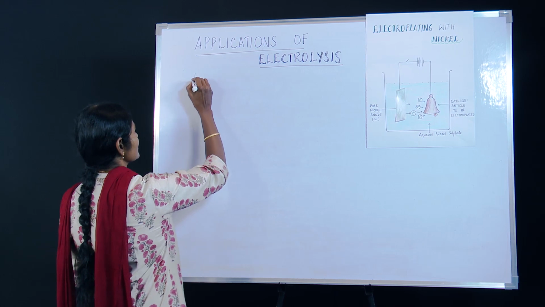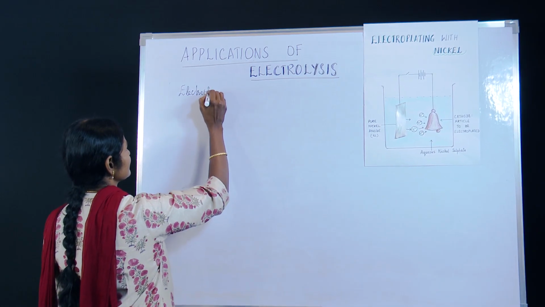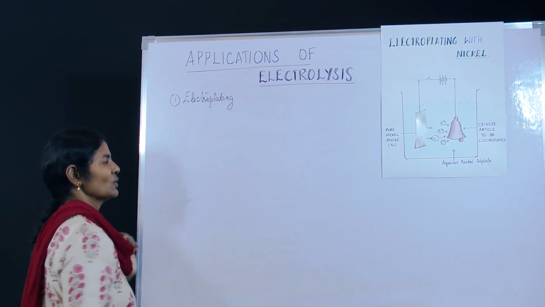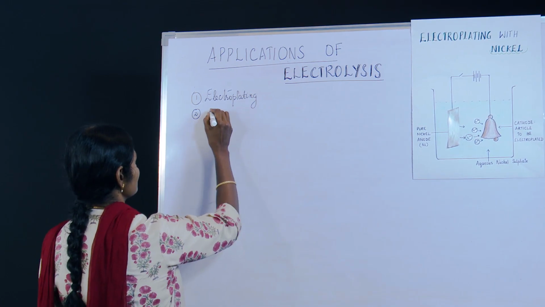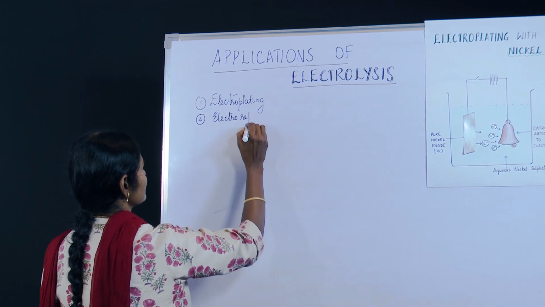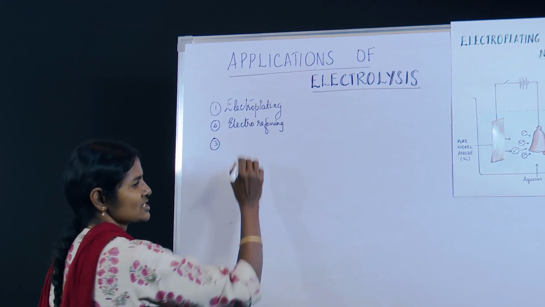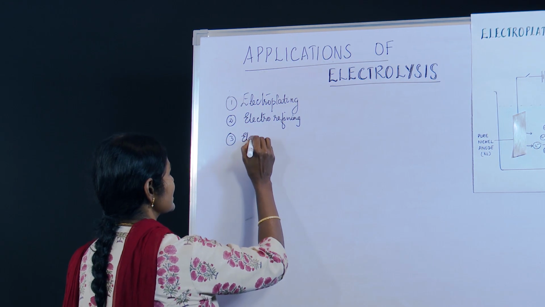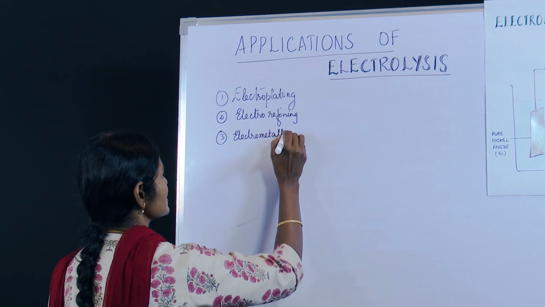The first one is electroplating. This is the first application of electrolysis, and it is widely used. The second one is electro-refining. This is for metals to be refined. Again, we need it, and it is very widely used. And then of course there is the extraction of metals, which is called electrometallurgy.